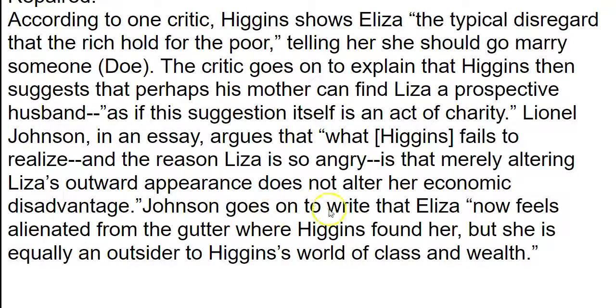Johnson goes on to write, notice the language here to cue us that we're still referring to Johnson, Johnson goes on to write that Eliza, quote, "now feels alienated from the gutter where Higgins found her, but she is equally an outsider to Higgins's world of class and wealth." Okay, great. We got rid of the plagiarism. We now have properly attributed things to who said them, and when we've used the actual language, we've quoted it directly with the quotations.